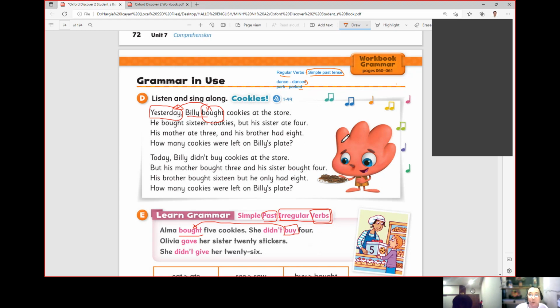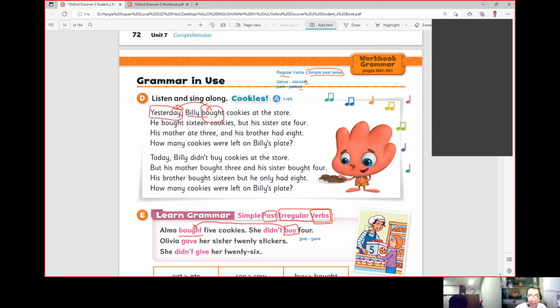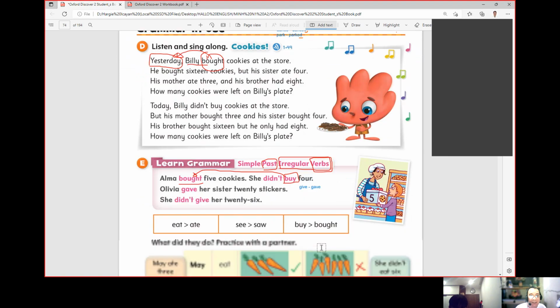But if we try to compare irregular verbs, we do not just add D or ED, but we change the spelling. So the word buy becomes bought. The word give, okay? Give is in the simple present tense. So what would be the past tense of that? It will be gave, right? Okay, Min, did you get this one?